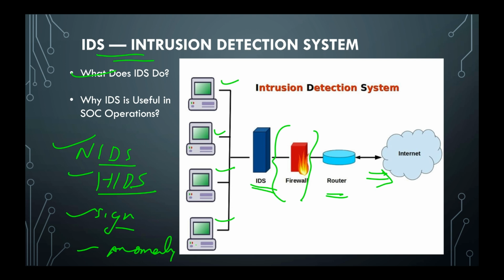So why does IDS matter for a SOC analyst? Think of IDS as your early warning system. It won't fight the attackers, but it gives you the heads up before things get worse. So a SOC analyst can then jump in, investigate, and hopefully stop the attacker before they do too much damage. Basically, IDS equals the smoke alarm of your network. It won't put out the fire, but it will make sure you know something is burning.